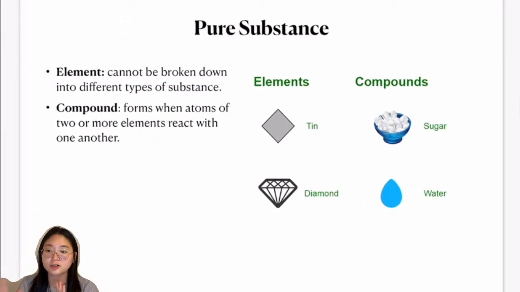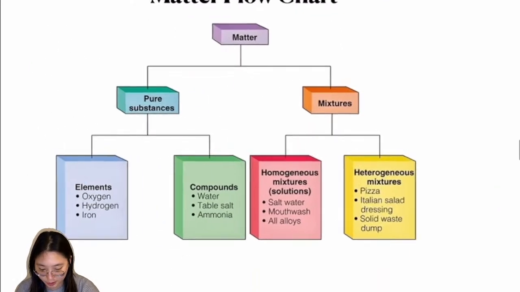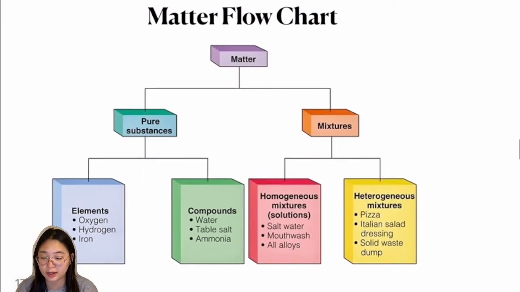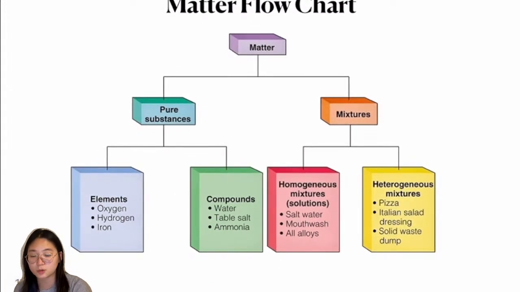And then there are a couple of ways to categorize matter. So here is a really important flow chart that you need to remember. What I call matter is just substance or stuff. Anything in the world can be called matter or substance. And then we can categorize it into either a pure substance or a mixture. And a pure substance is either an element or a compound.